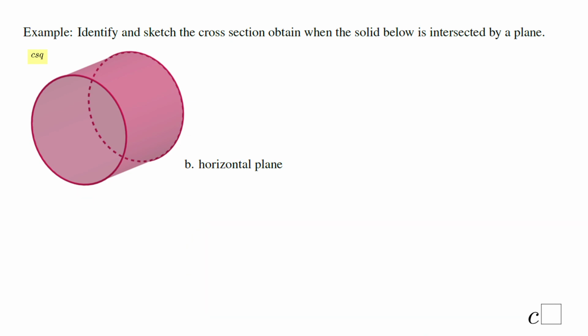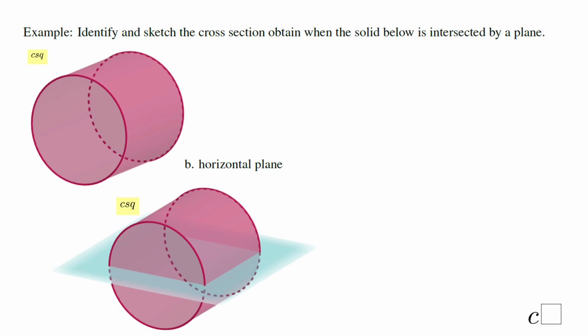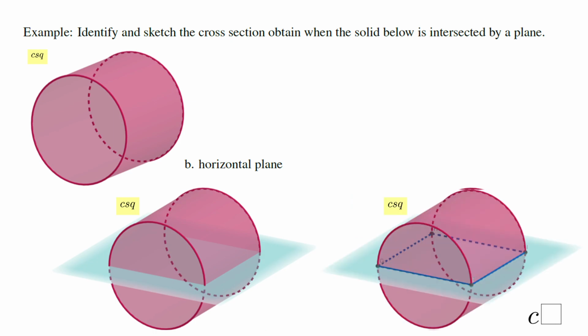Here we have a horizontal plane crossing this cylinder, and we get a rectangle, very similar, in fact the same cross section as the last one we saw. And you see here the rectangle.